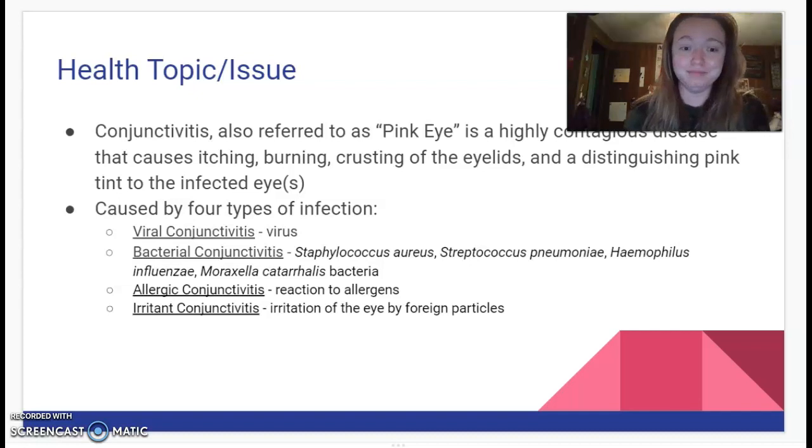Let's start at the beginning. What is conjunctivitis? Conjunctivitis, also known as pink eye, is a highly contagious disease that causes itching, burning, crusting of the eyelids, and a distinguishing pink tint to the infected eyes.